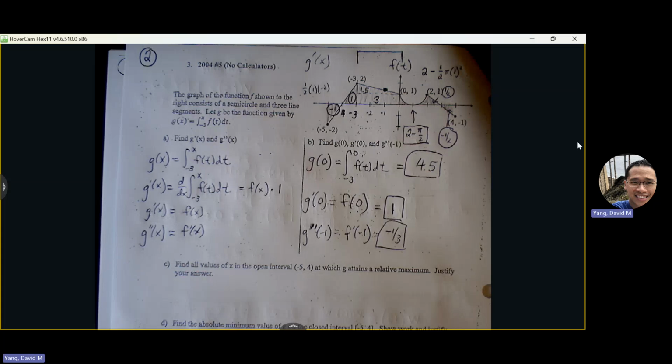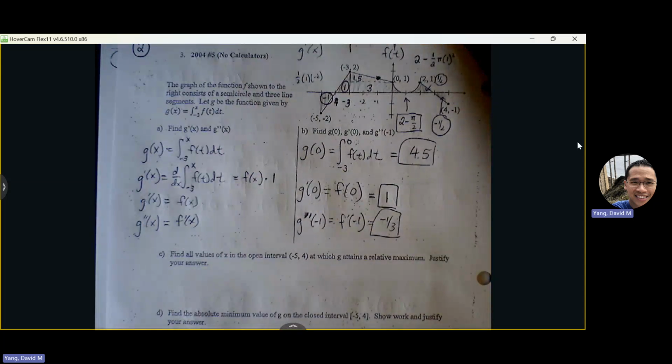And when we get to AP review, the hope is that by then you would feel like you've seen some of them, and then we're just going to continue to practice once we get into March, April, and May.